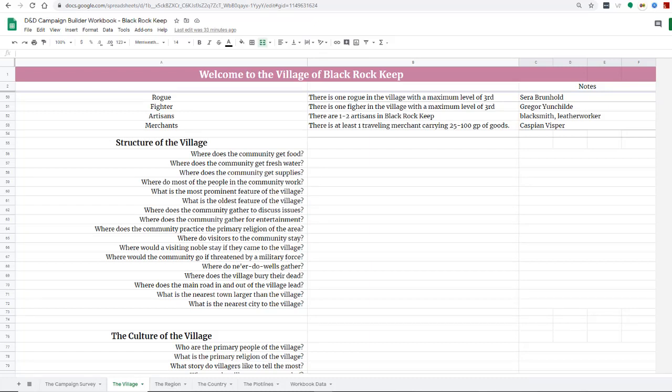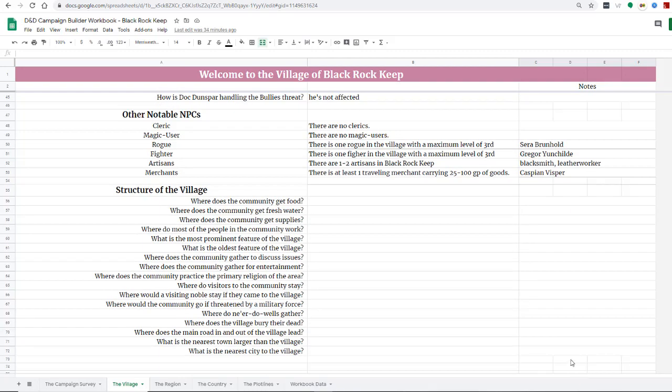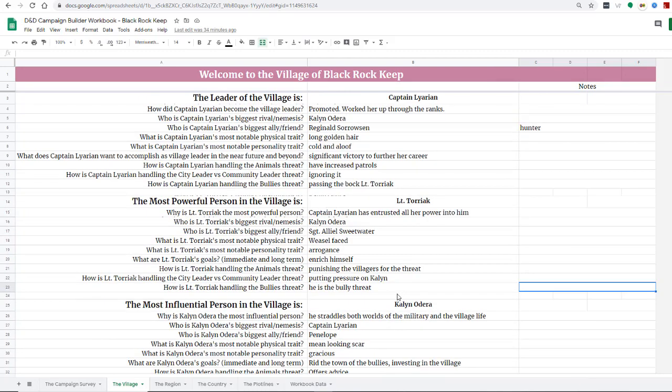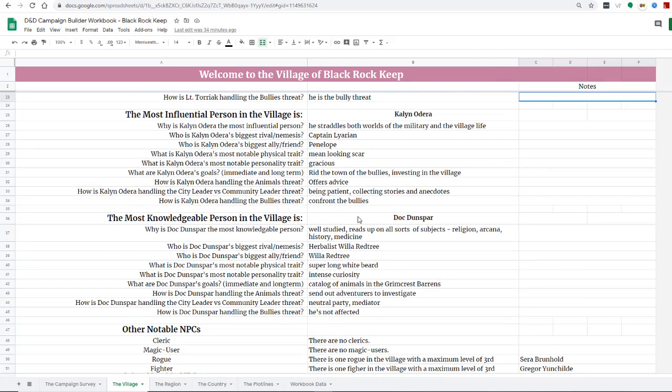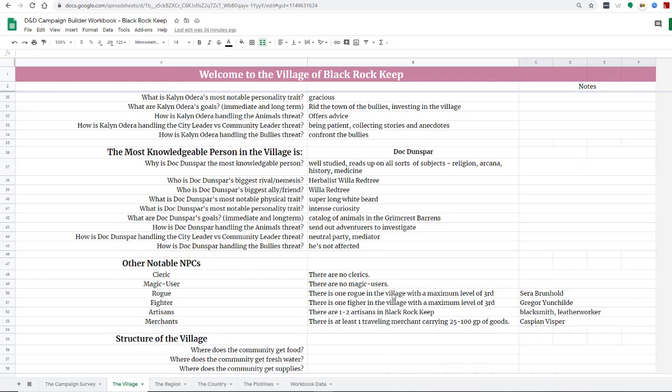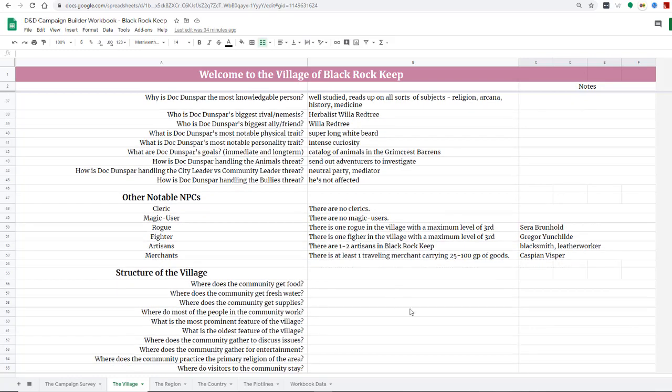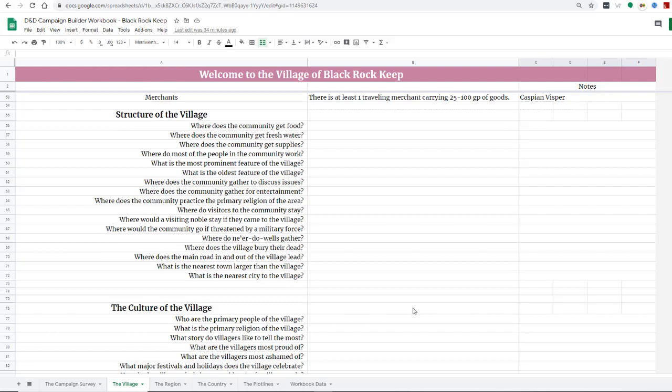In the last video, we went through the NPCs of the village of Blackrock Keep. So the major NPCs, and we started kind of building out some of the minor other NPCs that could be in the village. This just is creating life to the village, giving you a sense of who is there. In this video, we're going to start talking about the structure of the village.